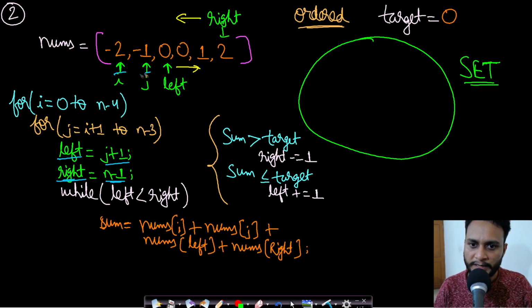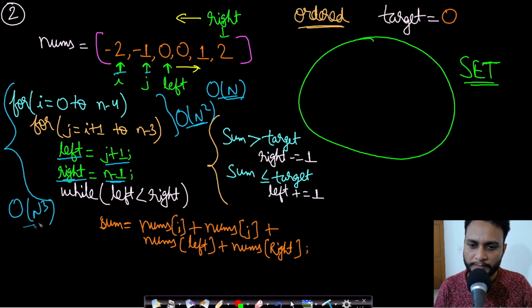i and j will run in a similar way, which will be order of n square. This will have order of n square combinations, and inside that, the two pointer technique will take just order of n time. So these three loops together will take order of n cube time. I hope you already know the two pointer technique, so I will not be explaining it in detail here. Now there must be some cases where you will increment the left pointer or decrement the right pointer.